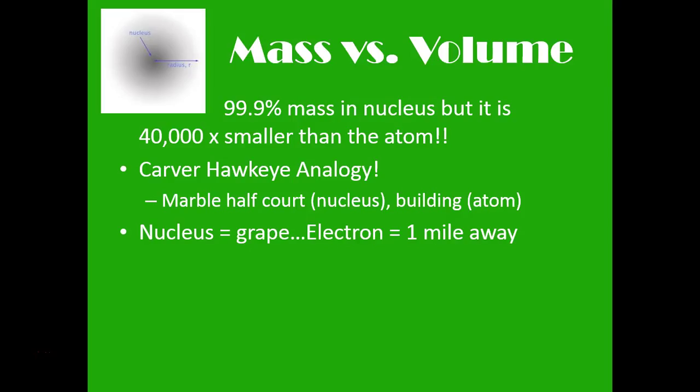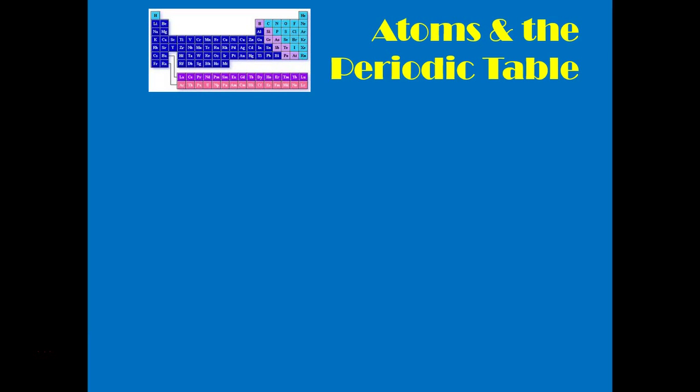When we draw pictures of atoms, when we use the Bohr representation, oftentimes we don't indicate this difference in size because it's not feasible to do that, but remember how small that nucleus is and that most of the mass is contained within that nucleus.